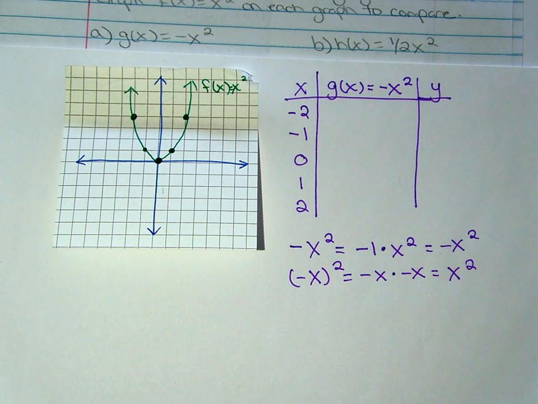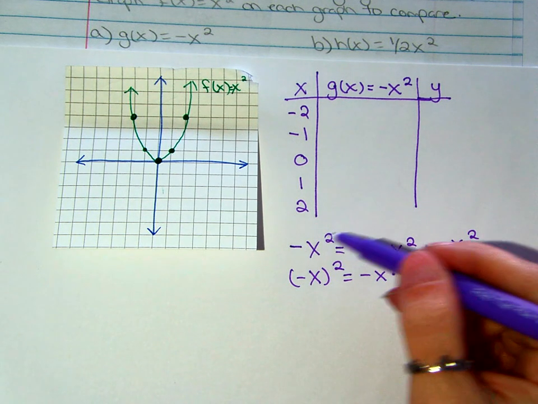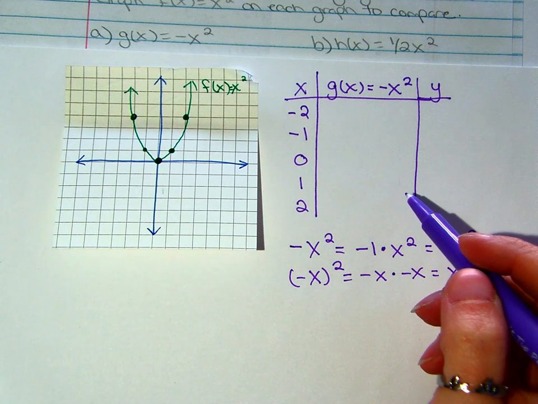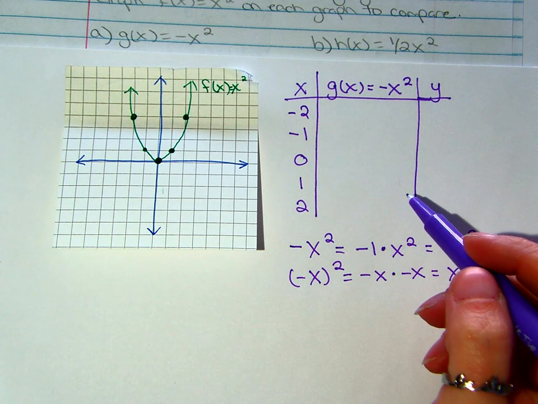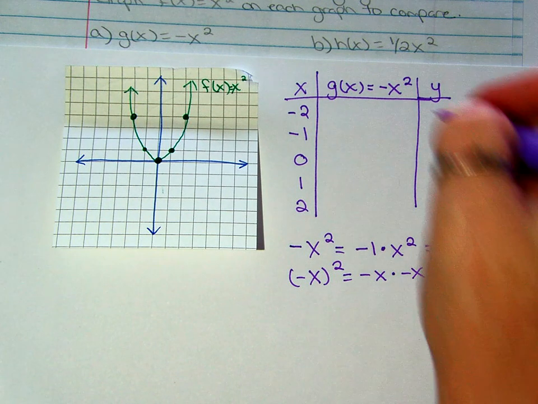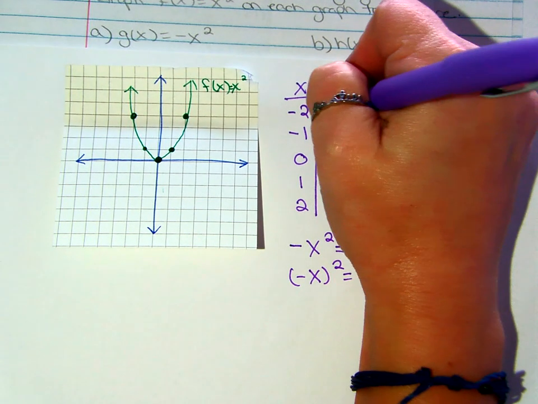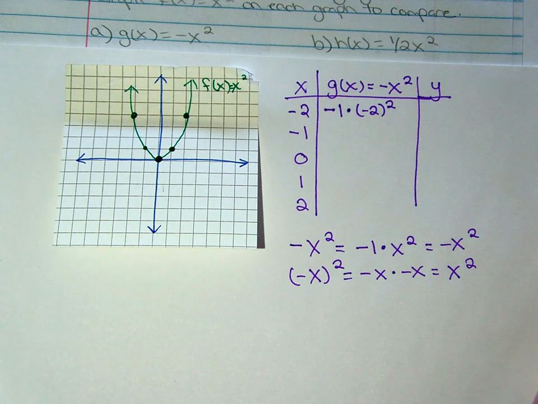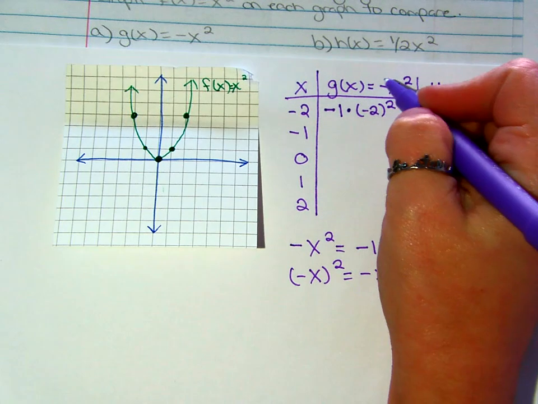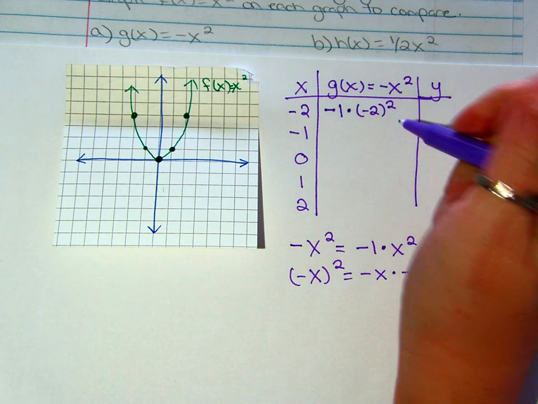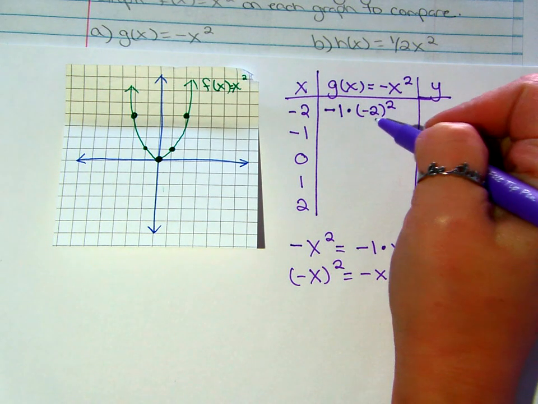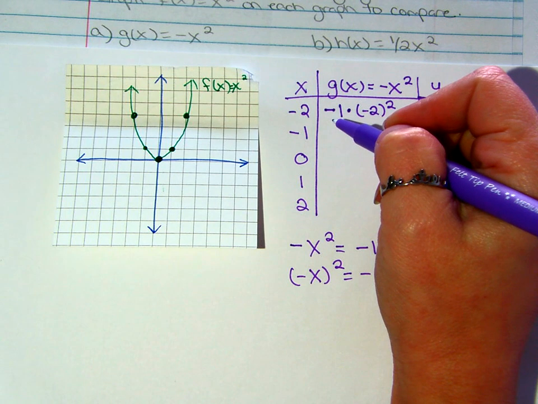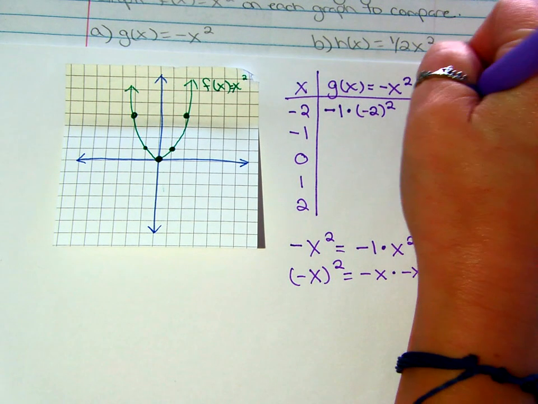Because here's what's going to happen. If you treat the negative x squared without the parentheses the same way, then all of your outputs up here are going to be wrong. And your graph's going to be wrong. So be careful about that. So here I'm going to write negative 1 times, and then in parentheses I'm going to write my x squared, whatever my x value is. That way I don't forget that I have this negative out here. Negative 2 squared is negative 2 times negative 2. That's a positive 4. But then we have this negative 1 outside, which gives us a negative 4.